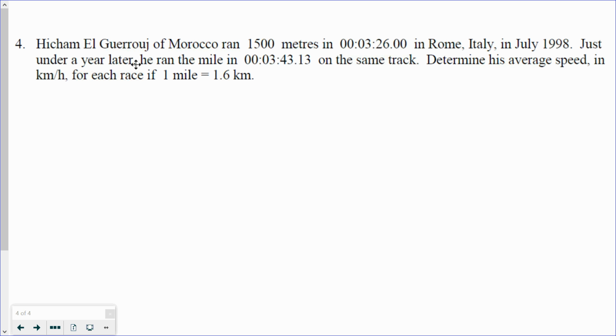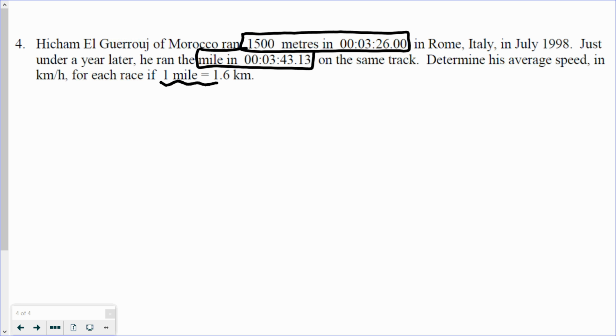So there's a couple different things. This is a little bit of a beefy one. So we have 2 races. We have the first race where he ran 1,500 meters in that amount of time, and then a second race where he ran a mile in this amount of time. And we have our little conversion factor. It's asking us for the overall speed. So I'm going to call it race 1, the one in 1998, and we'll call the other one race 2 in 1999 because it says it's a year later. So we're looking for his speed in kilometers per hour.